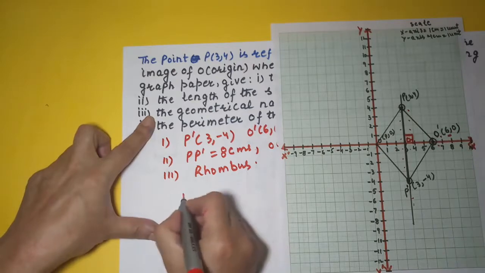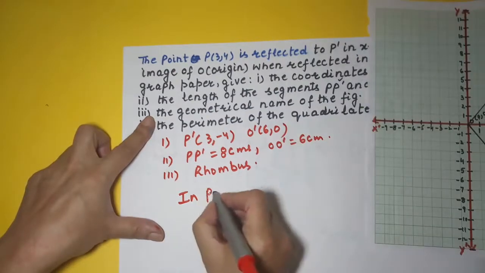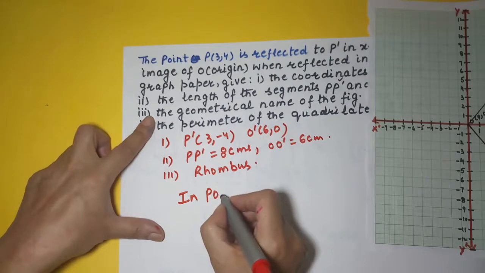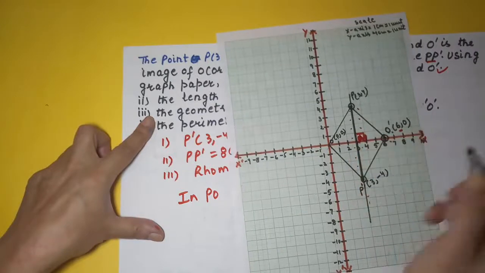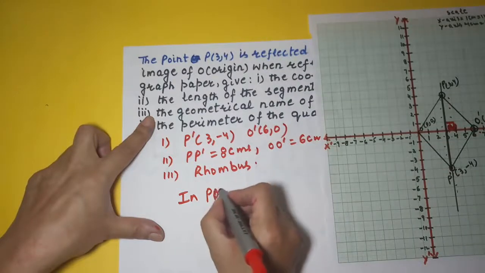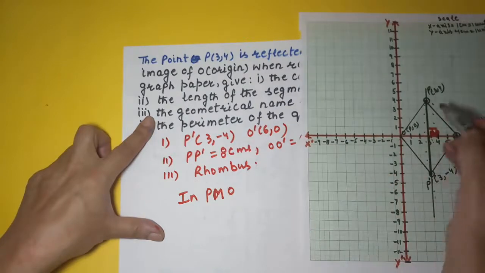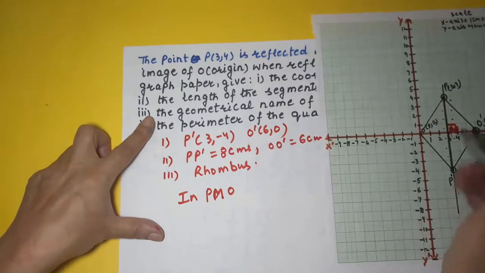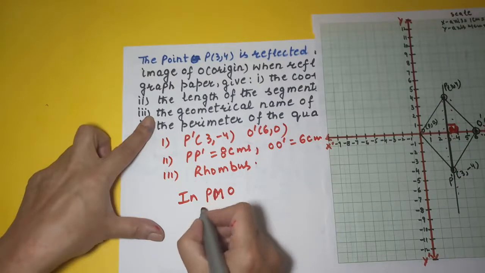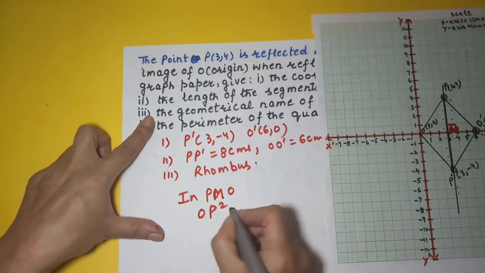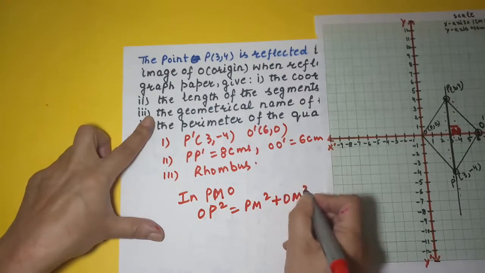So we will write in triangle P M O, let this be M, it's a right angle triangle. So you can write OP square is equal to PM square plus OM square, right?